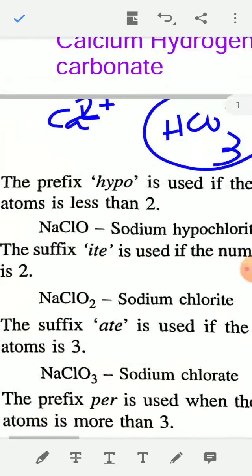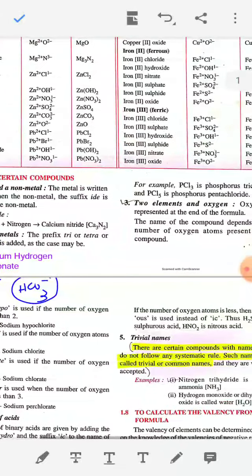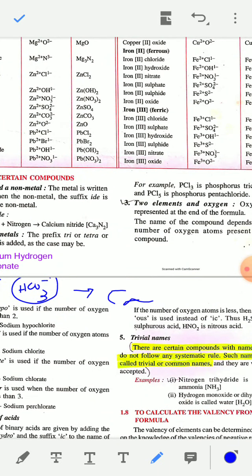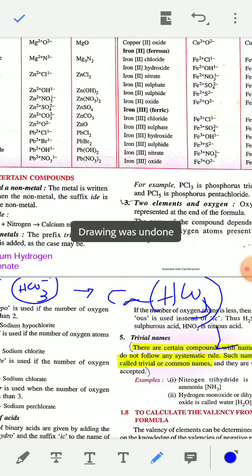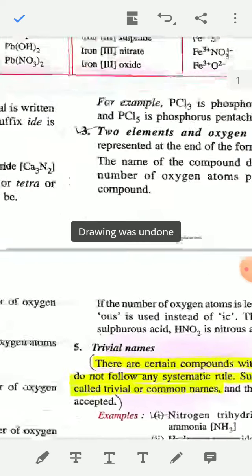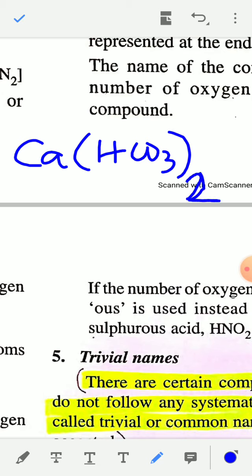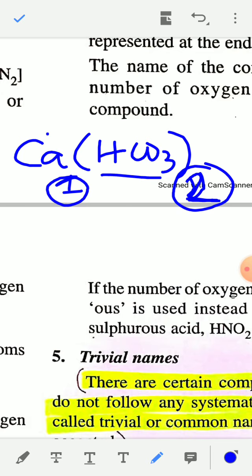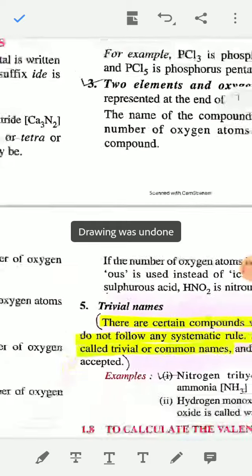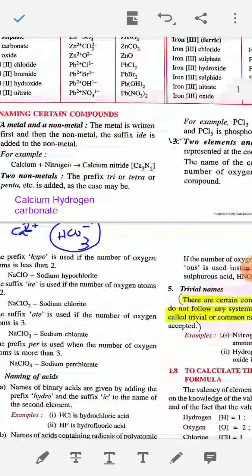You have to exchange their valency and then join them. After joining, the formula of the compound will be Ca(HCO3)2. Ca(HCO3)2 will be the formula of calcium hydrogen carbonate or calcium bicarbonate. You exchanged the valency of calcium with HCO3, and the valency of the HCO3 radical, that is 1, with calcium. If it is 1 then it is not required to be written. So practice writing chemical formulas of different compounds.